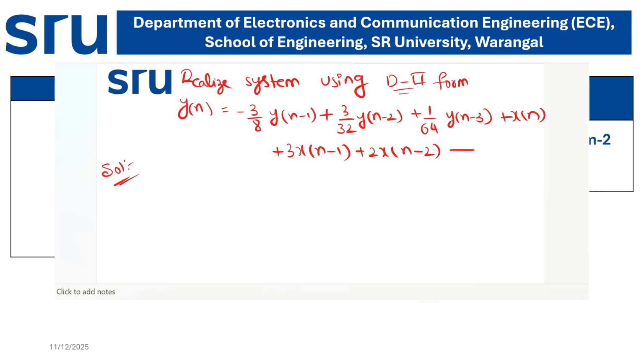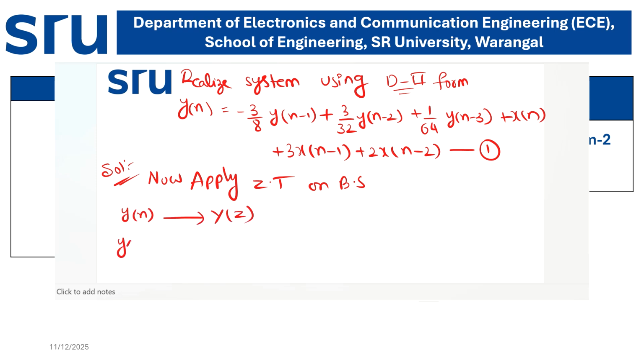Write the given expression and call it equation number 1. Now apply the Z transformation on both sides. Whenever we apply the Z transformation, y of n becomes y of z. Y of n minus 1, the delay is minus 1, becomes z power minus 1 into y of z. If it is y of n minus 3, then z power minus 3 into y of z.